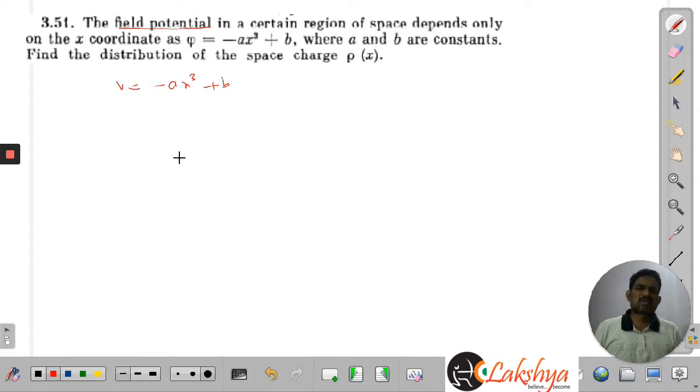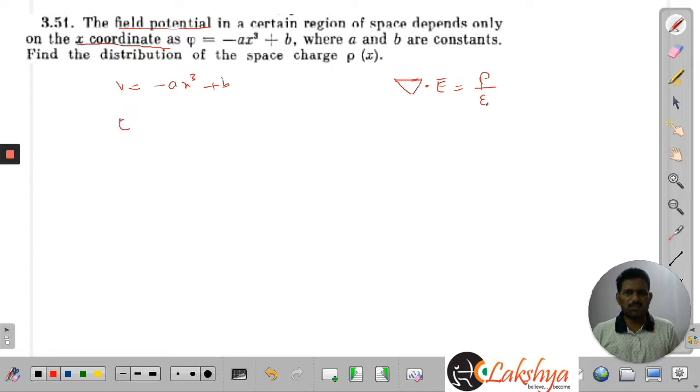Now from this they are asking for the charge distribution. For this charge distribution, we need to use our Gauss law in differential form. If you use the Gauss law in differential form, you can calculate that easily. This is nothing but del dot E is equal to rho by epsilon naught, right? So from this we first need to calculate the E value. It is given that this electric field only depends on the x coordinate here.